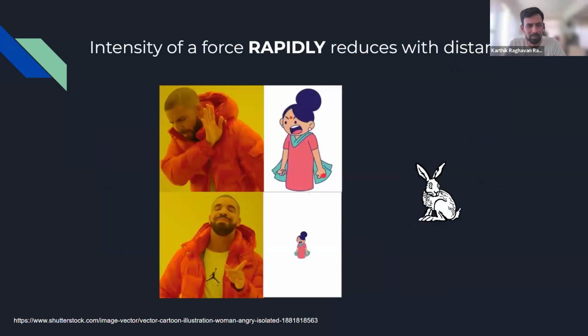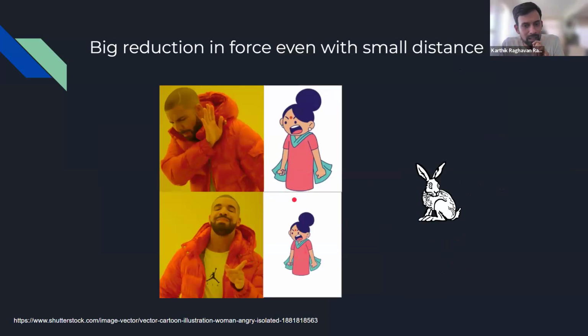So, for example, yes, your mama or your papa shouting from the next room is much less than them shouting near you. But even if they were shouting very close to you and took 2 steps behind, the intensity reduces by a big margin. Notice how the square changes, right? It goes from 1 to 4 to 9 to 16. Since you put it in the denominator, it reduces at that speed. So you get a big reduction in force, even with a small increase in distance.